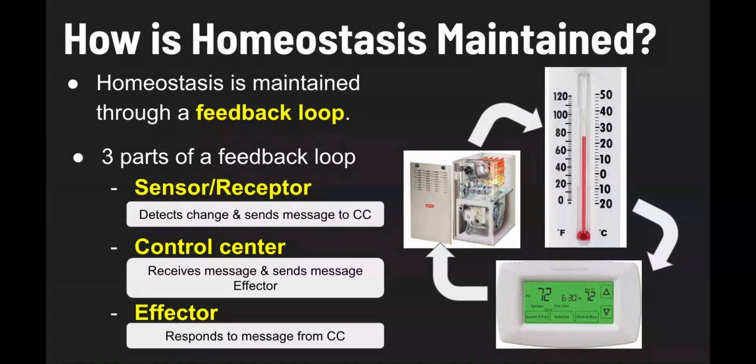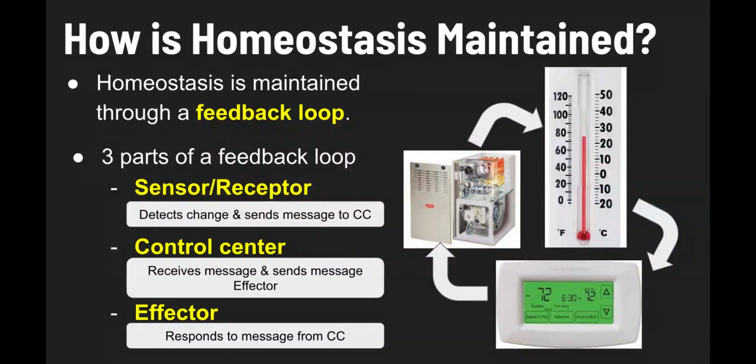Now, that may sound really abstract, but this illustration may help, the one that I have on the screen. So within your home, or most homes, you have some type of heating and cooling system. So in this case, there is a sensor, which would be the thermometer here. So this senses what the temperature is in the home. And that sensor can send a message to the control center, which in this case is your thermostat there on the bottom where it says 72 degrees in green.